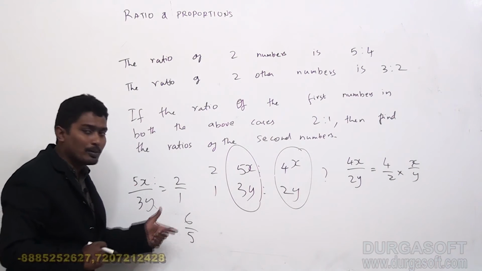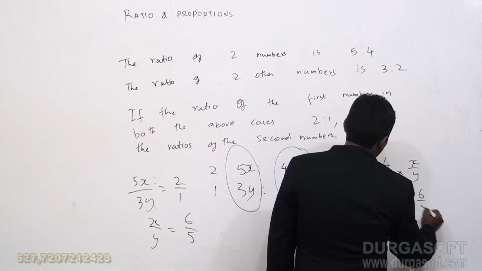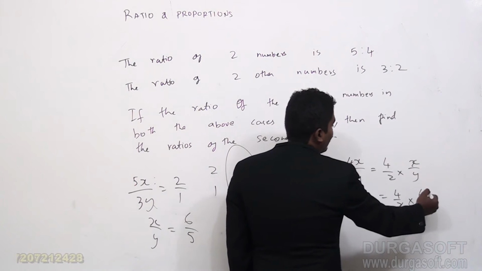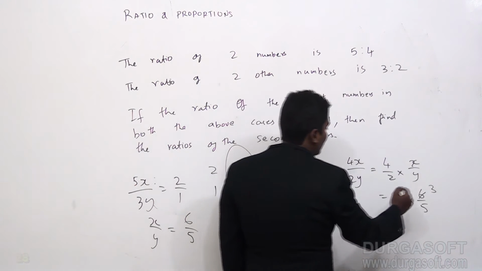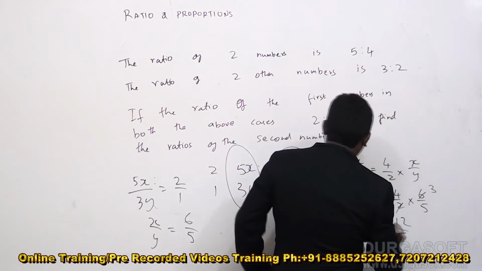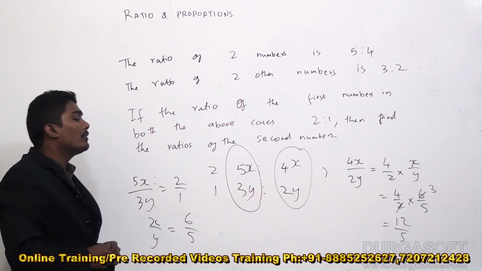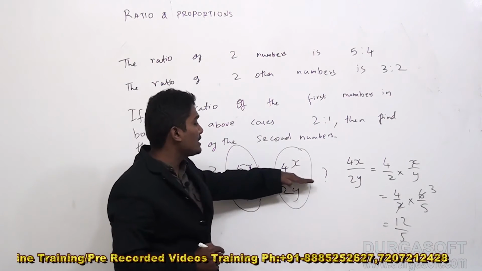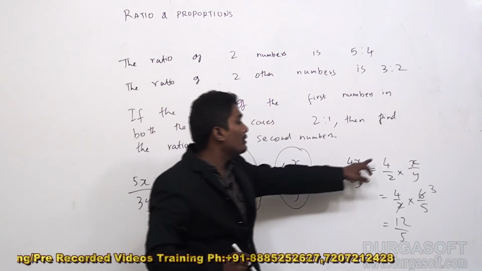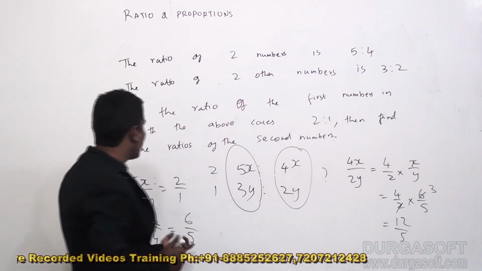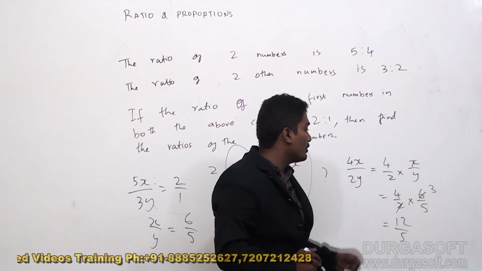From here I know the ratio of x by y is 6 by 5. So 4 by 2 into 6 by 5. I can divide by 2 once, and 3 times, so I get the ratio of 4x by 2y as 12 by 5. The second part of the numbers ratio will be 4x by 2y, which is 4 by 2 into x by y. Using the x by y value, 4 by 2 into 6 by 5, which is 12 by 5, will be the answer.